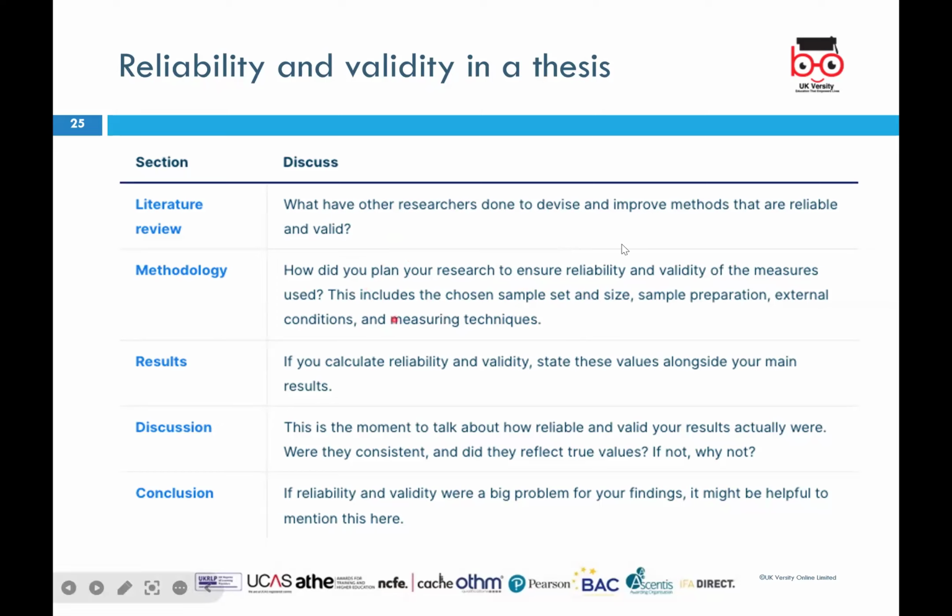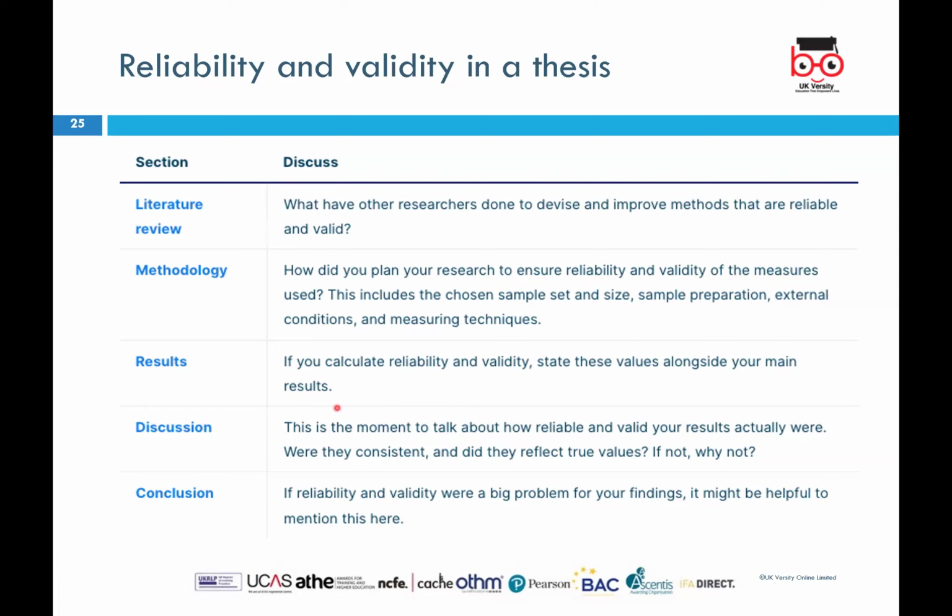In your methods, what did you use? What sample size did you consider? Did you just consider a random sample size, like, okay, I'll just take 10 people, that's it? Did you have a method you calculated on your own? Did you have a questionnaire that was valid enough to conduct that research on those people? And then your results. If you calculate reliability and validity, state these values alongside your main results.